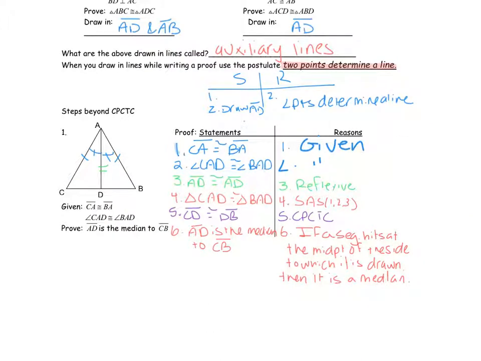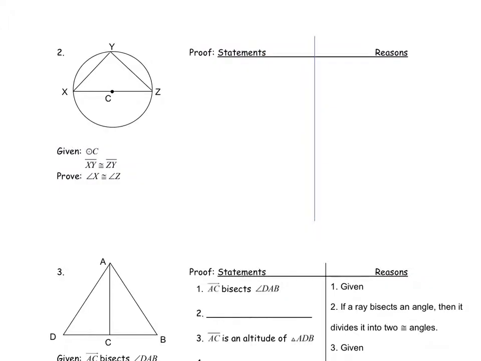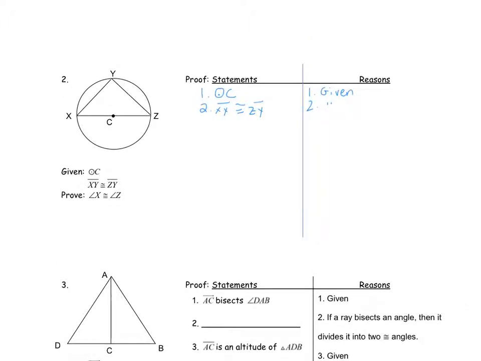Okay, so let's go ahead and try this next proof here. For this one, we are given circle C, and we also know that XY is congruent to ZY. So let's write that in our proof. Now, the next thing that's jumping out at me is that we need to draw in segment YC. This is going to give us two triangles that we should be able to prove congruent, and it should help us get angle X congruent to angle Z.